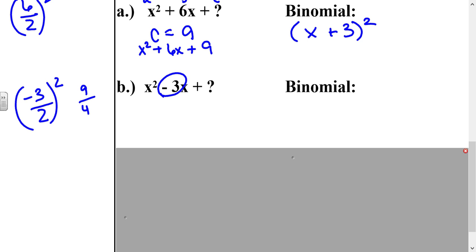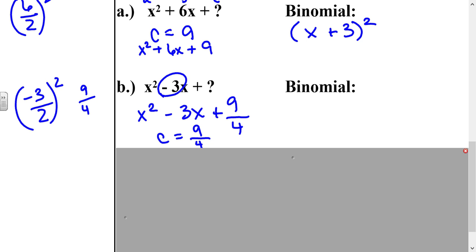So this comes out to be a fraction. So this would be x squared minus 3x plus 9/4. So C equals 9/4, which is kind of weird, but that's okay. Now, your binomial is whatever factors of 9/4 are that add to be negative 3.